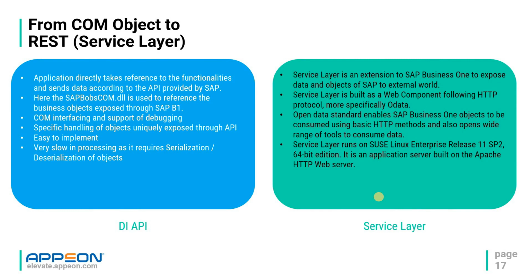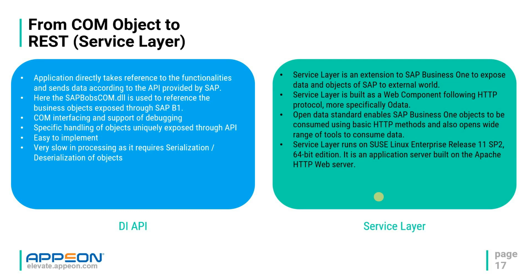Now, the last step, from COM object to REST service layer. Which are the differences from the API to service layer? The API is an application that directly takes reference to the functionalities and sends data according to the API provided by SAP. The SAP BubsCom DLL is used to reference the business objects exposed through SAP Business One. There's a common interfacing and support of debugging. The specific handling of objects uniquely exposed through the API is easy to implement, but it's very slow.